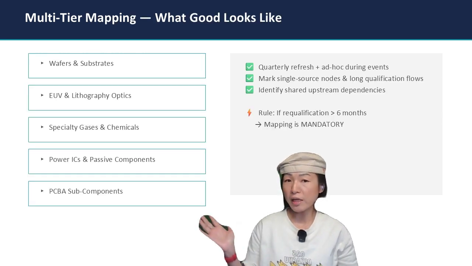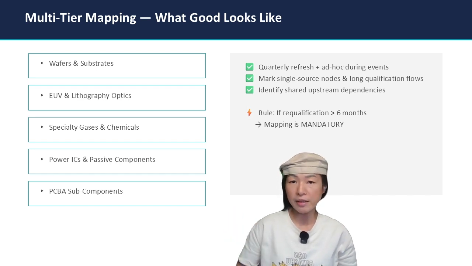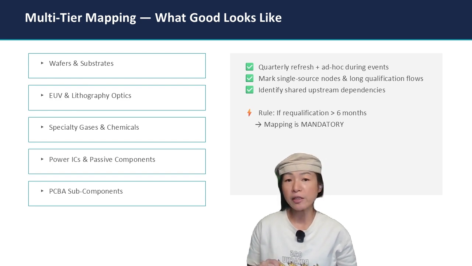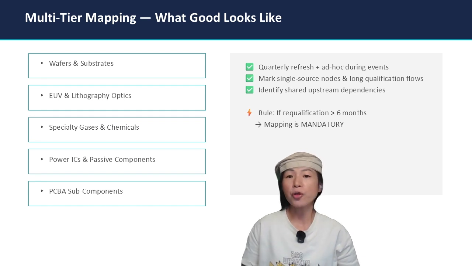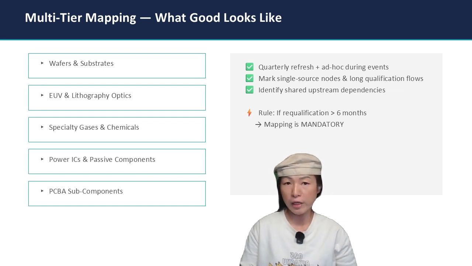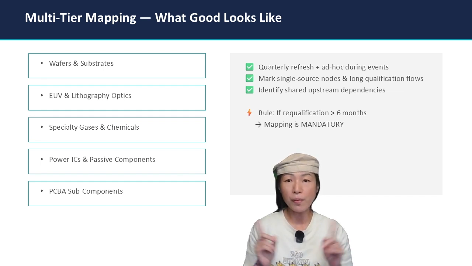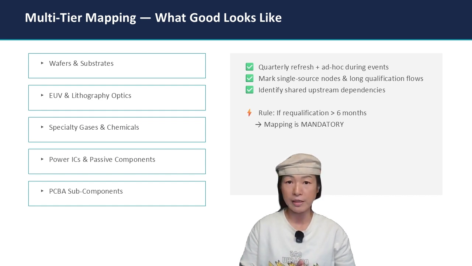Here is what good looks like in practice. Your mapping should cover these 5 priority categories, each representing areas where disruption creates outsized impact. The mapping cadence should be quarterly at minimum, with ad hoc updates triggered by events. You must explicitly mark single source nodes, long qualification flows, and shared upstream dependencies. And here's a non-negotiable rule. If requalification time exceeds 6 months, that supplier relationship must be mapped, no exceptions. This rule alone will dramatically improve your sub-tier visibility.